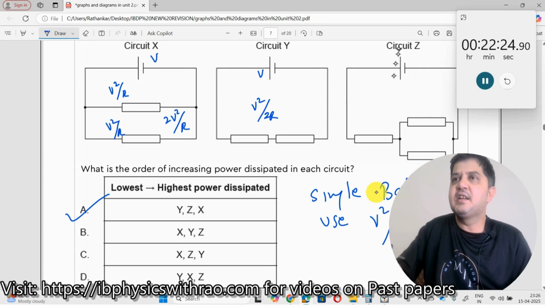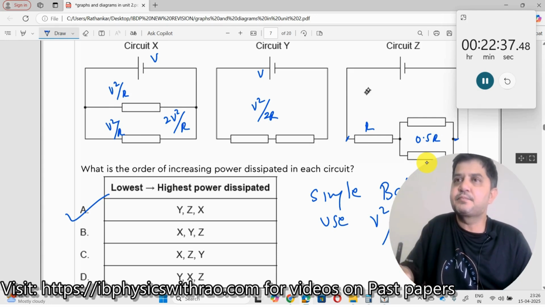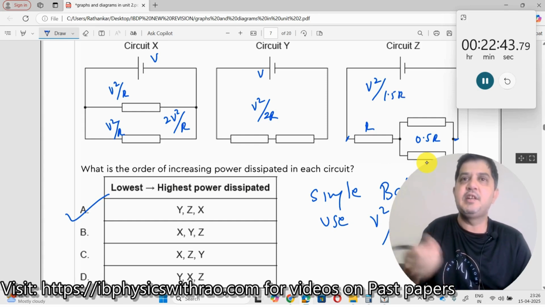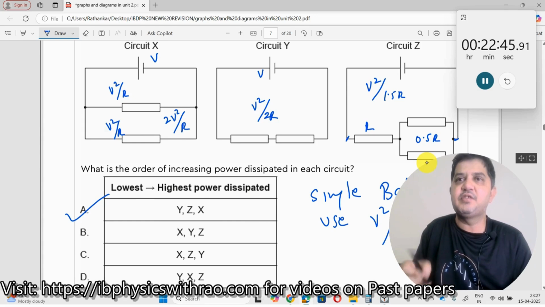The next one, circuit Z. There are two resistances here, R and R, so the effective would be 0.5 R, and this would be R. So this is the power dissipated from here to here. For the full circuit, it will be V square divided by 1.5 R. What's the next step? You can decide it, right? You can put the values and find out the answer. So the answer is YZ.